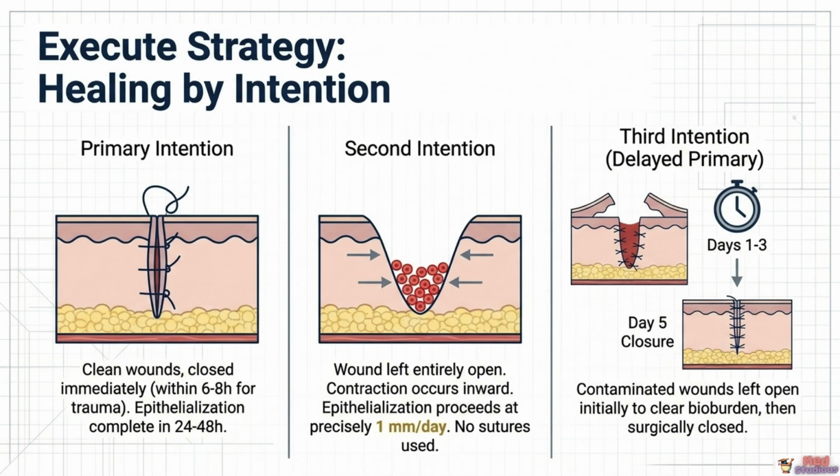Third intention, also called delayed primary closure, is a 2-stage strategy. The wound is initially left open for 3 to 5 days to allow bioburden clearance and early granulation tissue formation. Once the wound is clean and bacterial counts have fallen, formal surgical closure is performed. This approach is ideal for contaminated traumatic wounds and Class 3 surgical wounds. Remembering the 1 millimeter per day epithelialization rate for secondary intention is a guaranteed board examination answer.